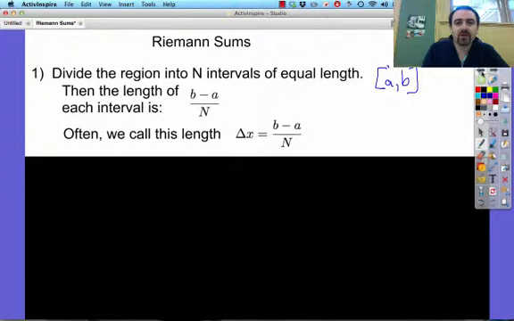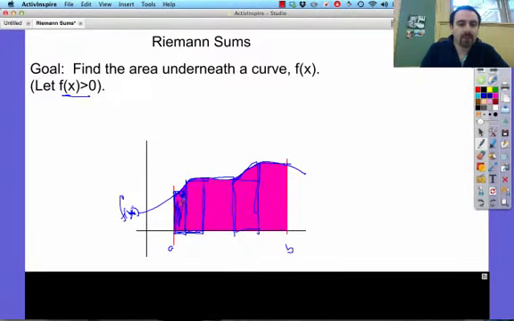So if we go back here, what we're saying is that if we divide a to b up into a bunch of little subregions, just to make it easy, we'll make all the subregions or subintervals equal length. The length of each of them is going to be b minus a over the number of intervals. Okay, all right.